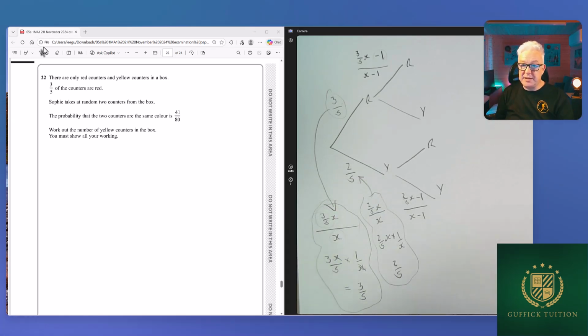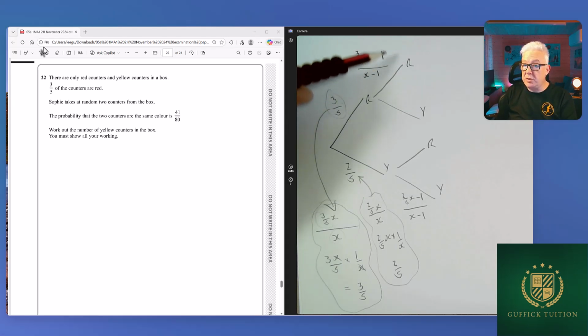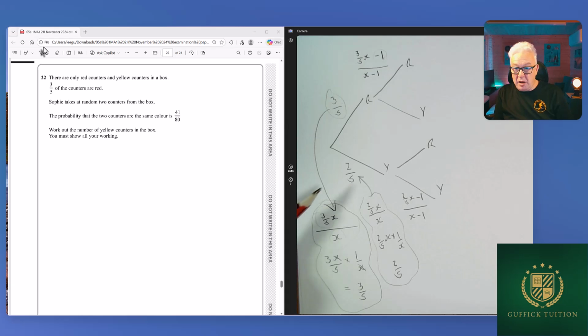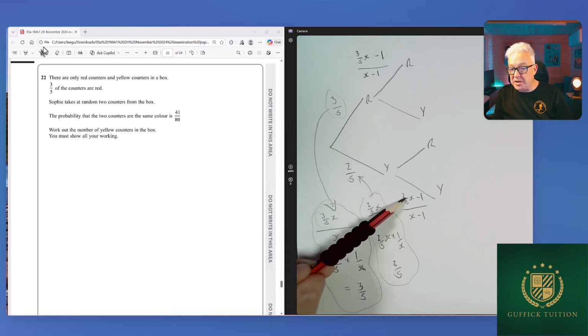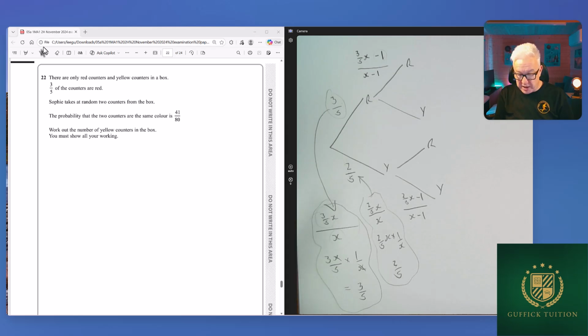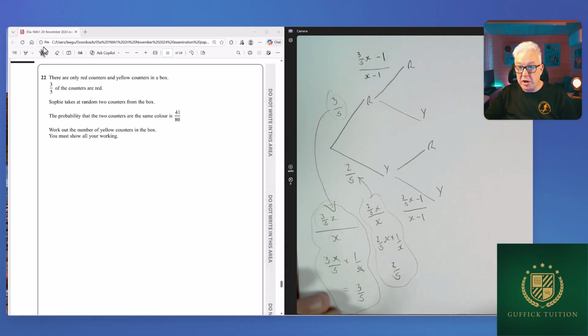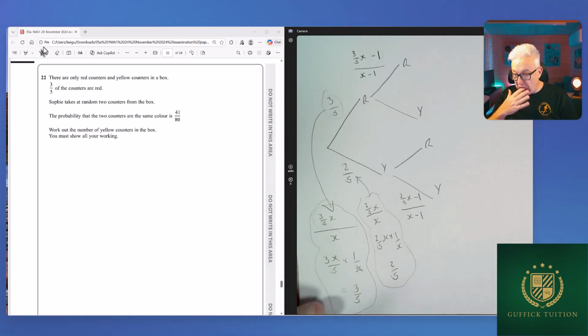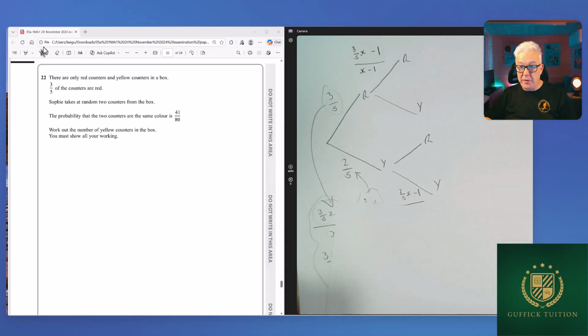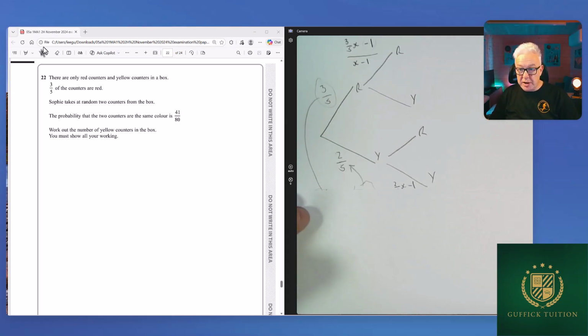Okay, so suffice it to say, when Sophie first selected a red, it was 3/5, but for her second choice, we've got this rather unusual fraction here. Her first choice for yellow was probability 2/5, and her second choice of yellow is that rather unusual fraction there. Now, the probability of same colour is 41/80. So let's try and write down an algebraic expression to represent that. So here we go, let's write this down.